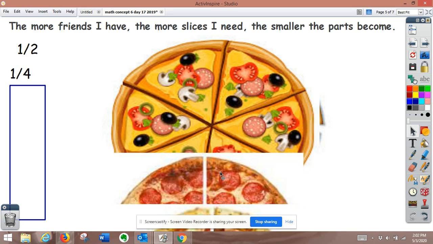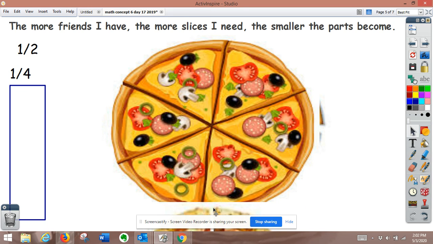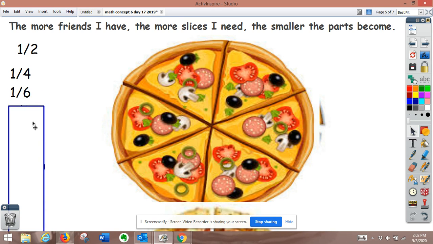What? Someone else is here. We got some more friends coming. We had to divide the pizza now into 6 pieces. I still only get one. I've got 1 slice out of 6. I'm getting a smaller slice. Notice the more friends that show up at the door, the more slices I need to feed them.